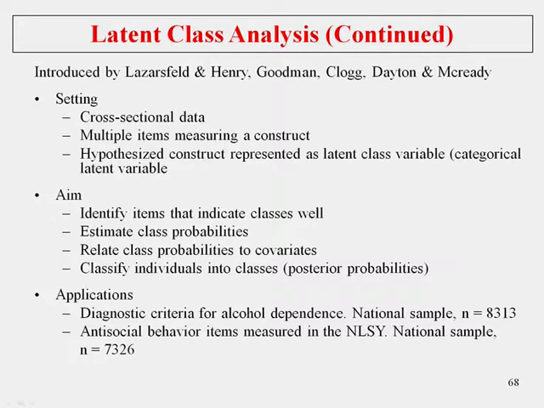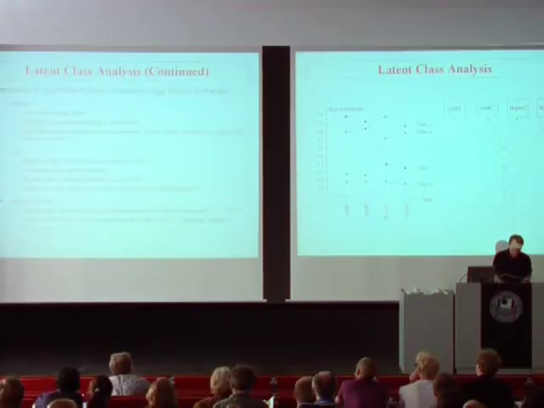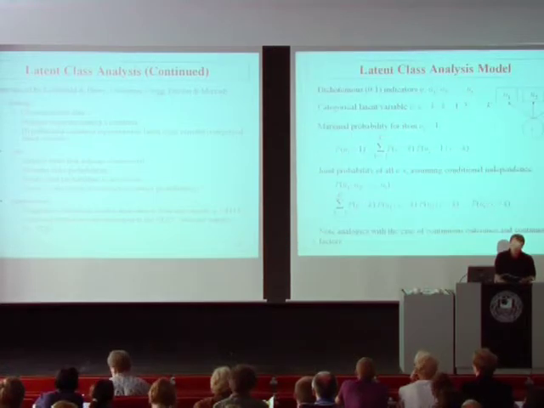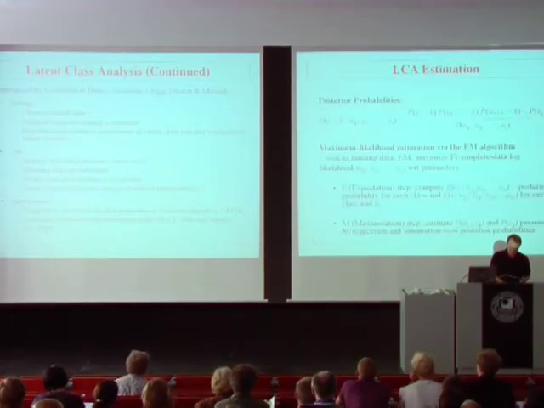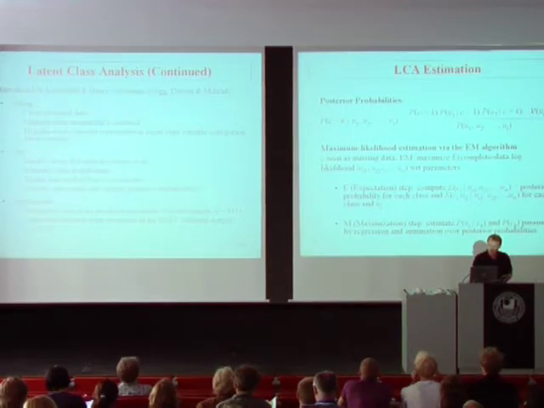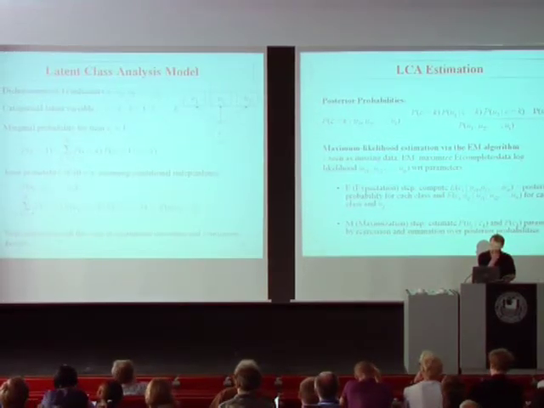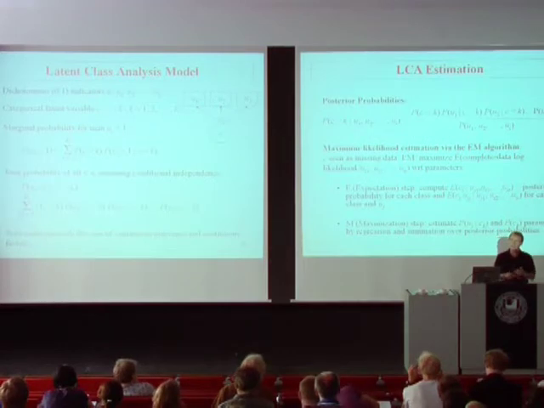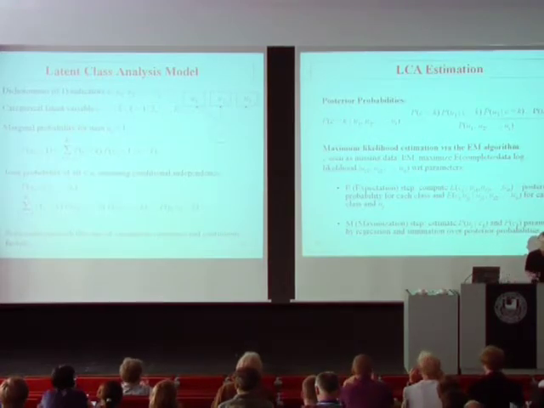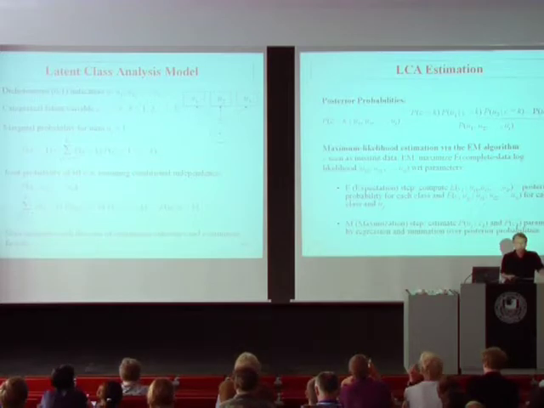So I think Linda's going to talk about diagnostic criteria for alcohol dependence in the national sample, and she's going to talk about antisocial behavior measured in a US national sample as well. But before that, let's talk about some more theory that we need. So now it will be a little theory heavy, but it will be useful for us for all of our models that we're going to talk about today and tomorrow and Monday and Tuesday.